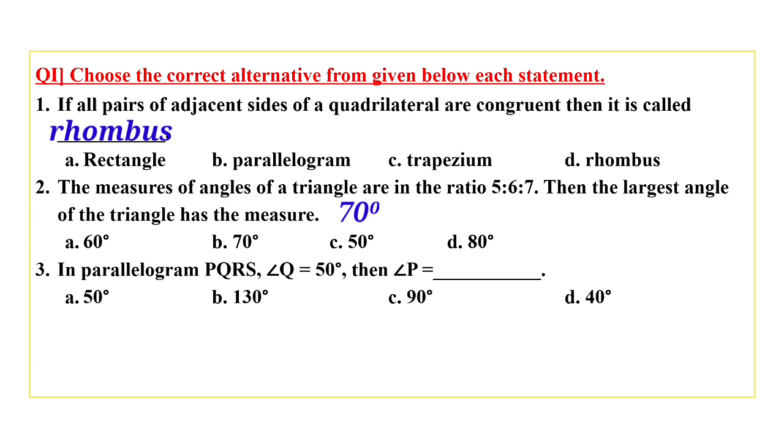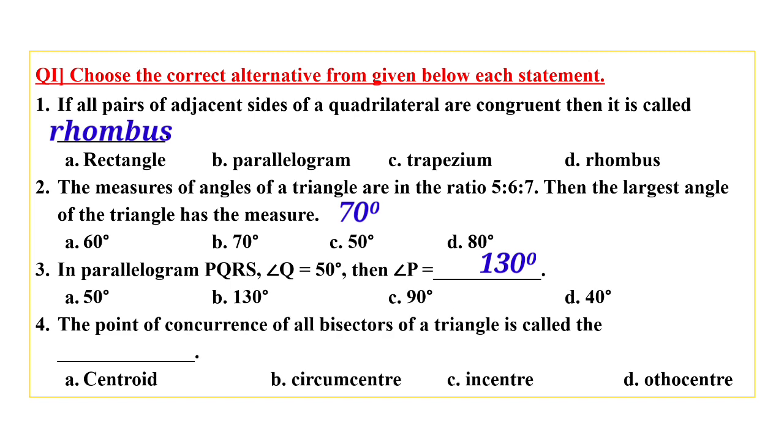The third one is given. In the parallelogram PQRS, angle Q is given 50 degree. Then angle P equal to dash. Options are given: 50 degree, 130 degree, 90 degree and 40 degree. Children, angle Q plus angle P equal to 180 degree. They form adjacent angles, and adjacent angles are supplementary. Substitute the value of angle Q, 50 degree, plus angle P equal to 180 degree. 50 will move to the right side and become minus. 180 minus 50 degree, we get 130 degree. So our correct answer is 130 degree.